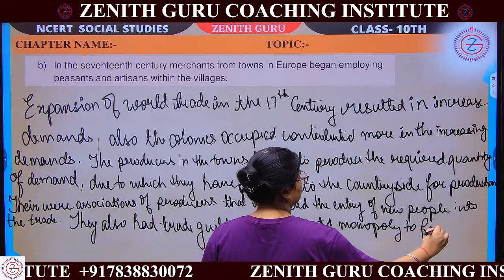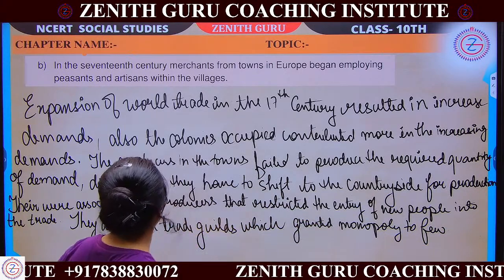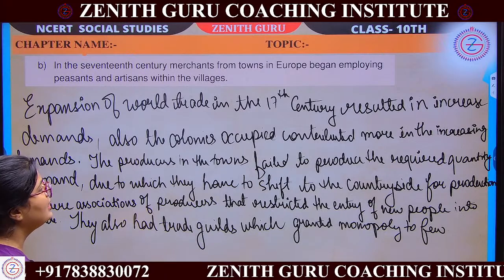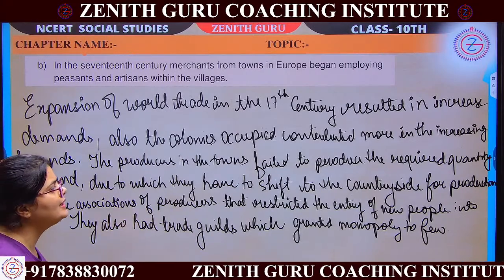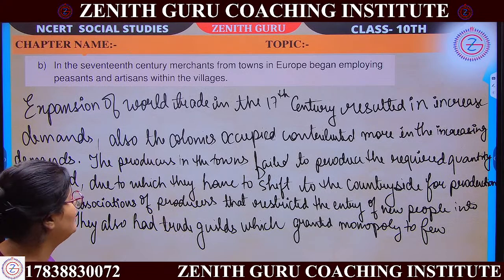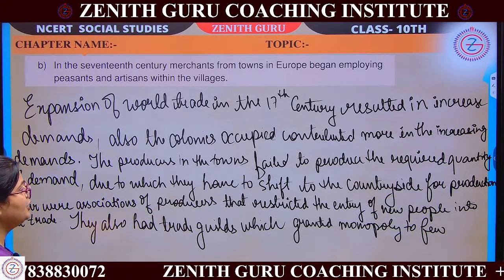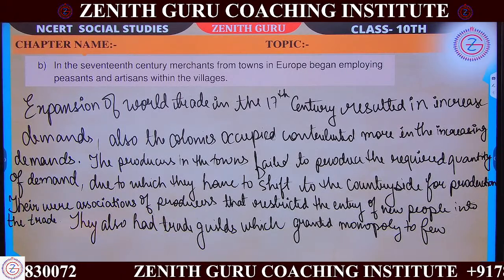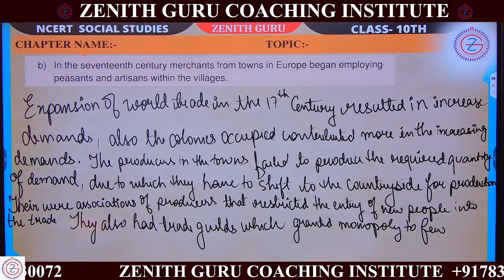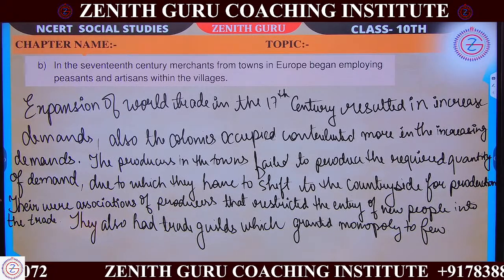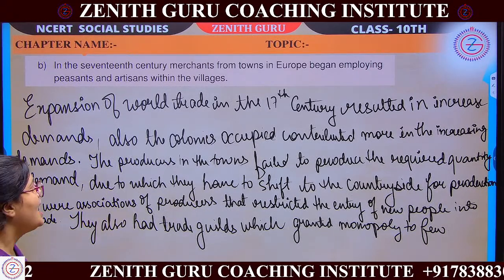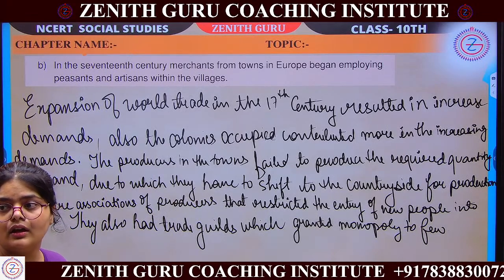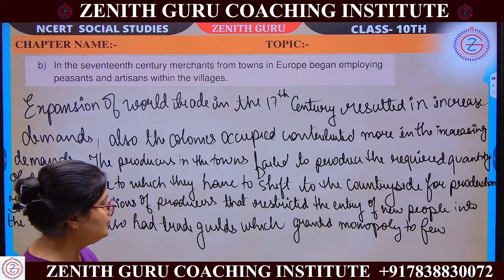Okay, so expansion of world trade in the 17th century resulted in increased demand. Also, the colonies occupied contributed more in the increasing demands. The producers in the towns failed to produce the required quantity of demand, due to which they have to shift to the countryside for production. There were associations of producers that restricted the entry of new people into the trade. They also had trade guilds which granted a monopoly to few.